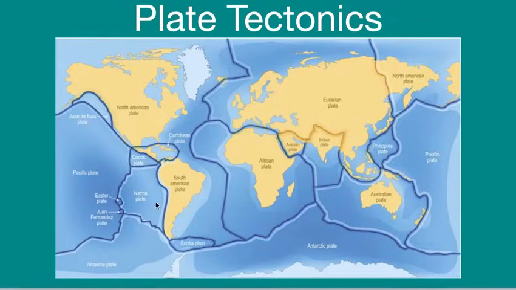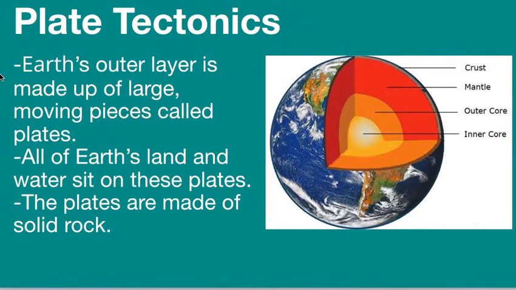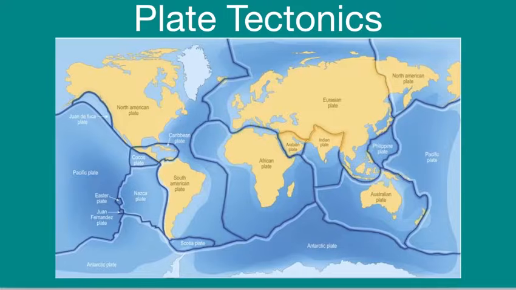Now these plates move, and according to the theory, all of the Earth's land and water sit on these plates, and these plates are made out of solid rock. They are all part of this layer called the crust. These are all plates. They move independently from each other. The crust is breaking. These are like puzzle pieces. They crack and then they break.